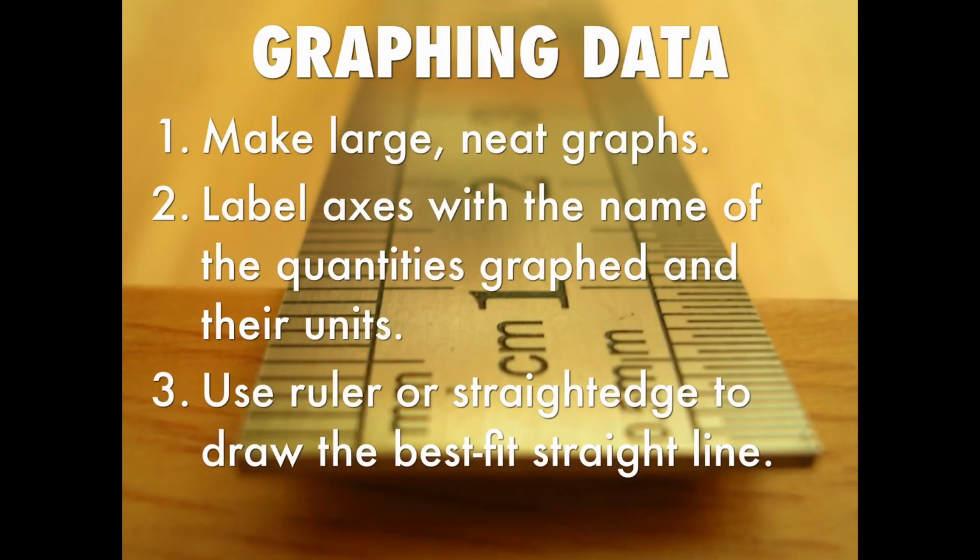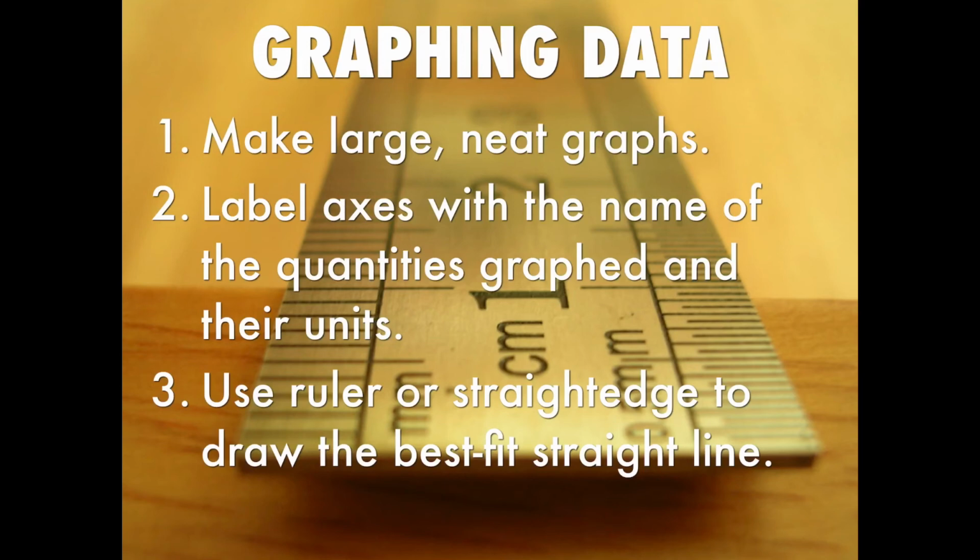Graphing data. Number 1. Make large, neat graphs. A tiny graph is not very illuminating. Use at least half a page. A graph made carelessly obscures the pattern between two variables. Number 2. Label axes with the name of the quantities graphed and their units. Write a meaningful title.